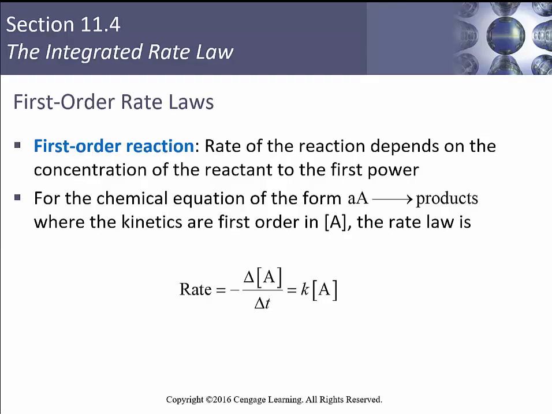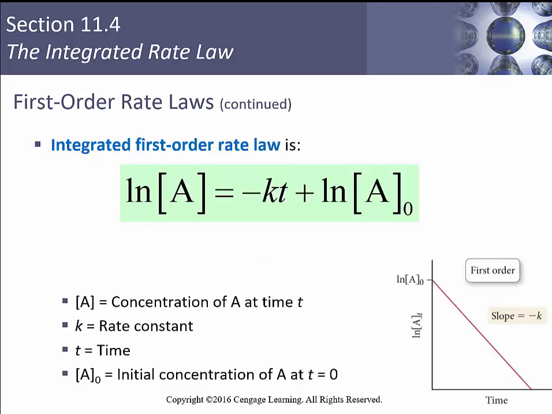Let's look at our first order rate laws. In a first order reaction, the rate of the reaction is going to depend on the concentration of the reactant to the first power. So for a chemical equation in the form where A goes to some products, where the kinetics are first order in A, the rate law is: rate is equal to minus the change in A with respect to t, delta t, or k times the concentration of A to the first power. Remember, there's a minus in here because this number is going to come out as negative when you do your final minus initial concentrations.